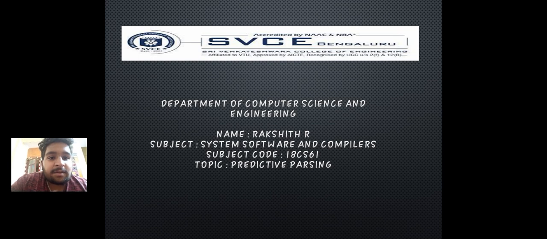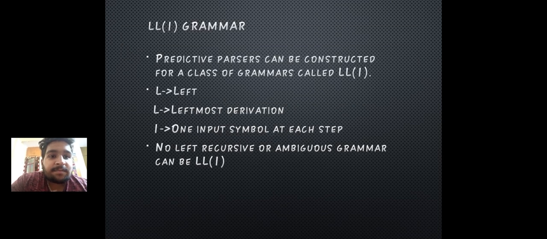Today we are going to see the subject of system software and compilers. The topic is predictive parsing. And the first topic is LL(1) grammar. Predictive parsers can be constructed for a class of grammar called LL(1).